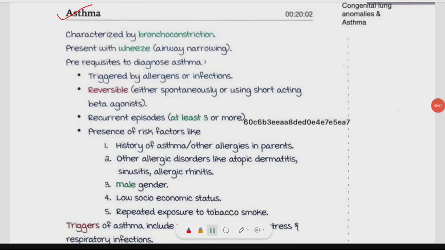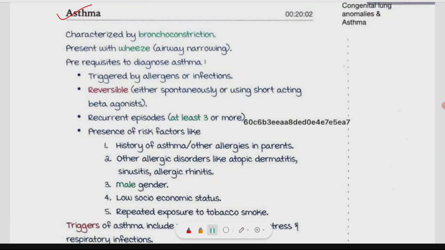Let's start learning about asthma. I'm going to teach the basics of asthma from Marrow edition 6 and the management from Suchitra Ranjit. So let's start. Asthma is characterized by bronchoconstriction, and due to bronchoconstriction there will be wheeze due to airway narrowing.